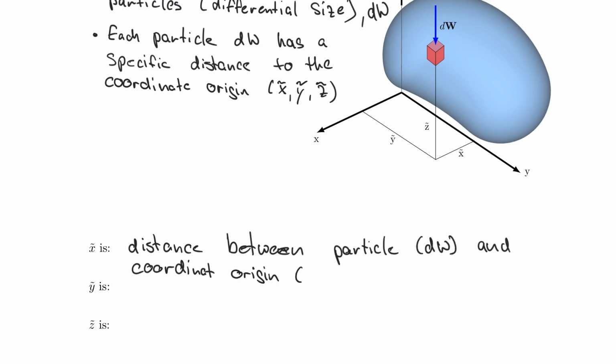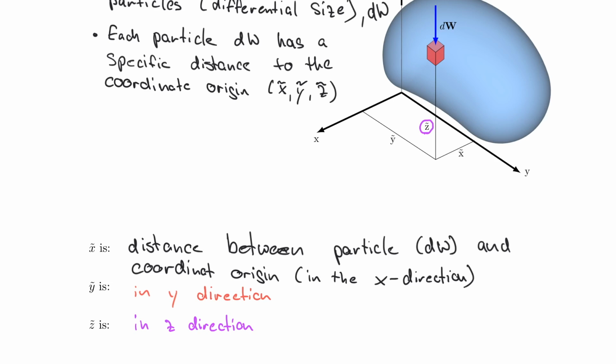And in this case, it's in the x direction. And of course, I have the same for the other directions. So I have here in the y direction, and I have in the z direction. So just to be clear, here I have my z direction, then here I have my y direction, and here I have my x direction.